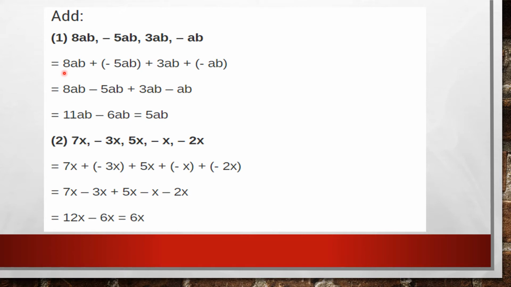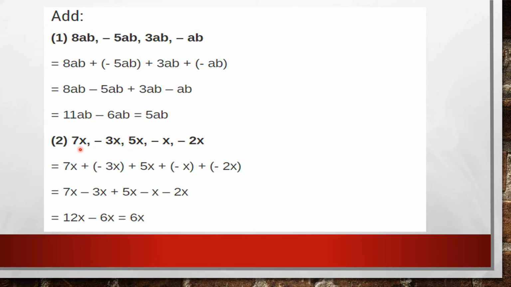We are going to add the given expressions. These are monomials: 8ab minus 5ab, 3ab minus ab. First bring the like terms together, right? So 8ab plus 3ab, and minus 5ab minus ab. 8 plus 3 is 11, and minus 5 minus 1 is minus 6. The answer is 5ab.